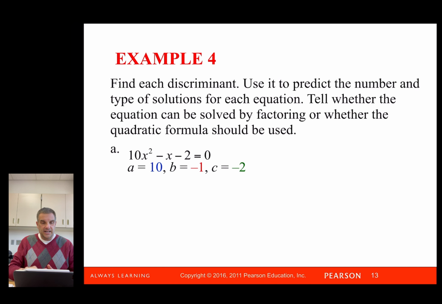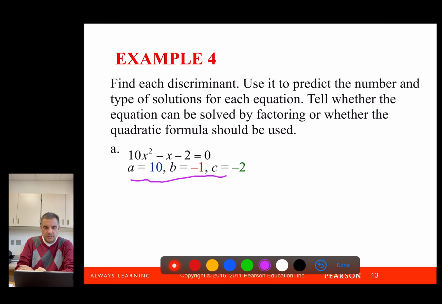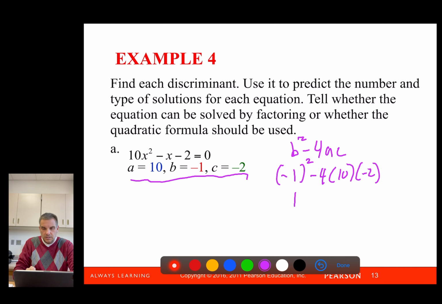So for example, if we're going to find each discriminant and use it to predict the number and types of solutions. When we're just finding the discriminant, all we care about is the a, b, and c, so they've already listed that for us. So if we're finding the discriminant of 10x squared minus x minus 2, we're going to do the b squared minus 4ac and see what that turns out to be. So b squared, negative 1 squared, minus 4 times 10 times negative 2. Negative 1 squared is 1, minus 4 times 10 times negative 2, that's 80. So this would be plus 80. So this is equal to 81. Since 81 is greater than 0, there are two real solutions to this.